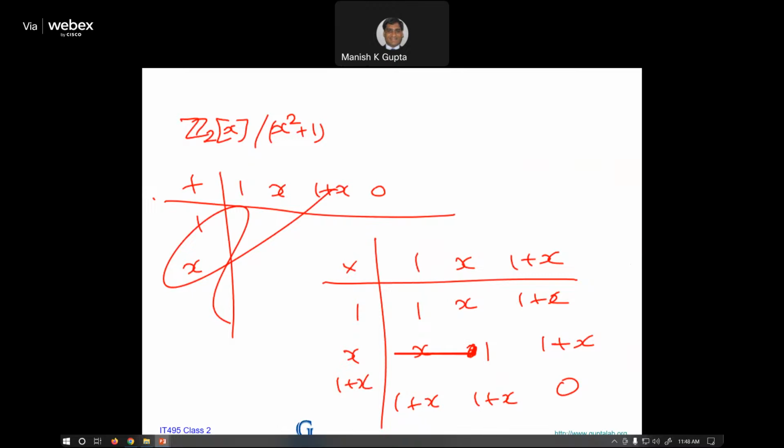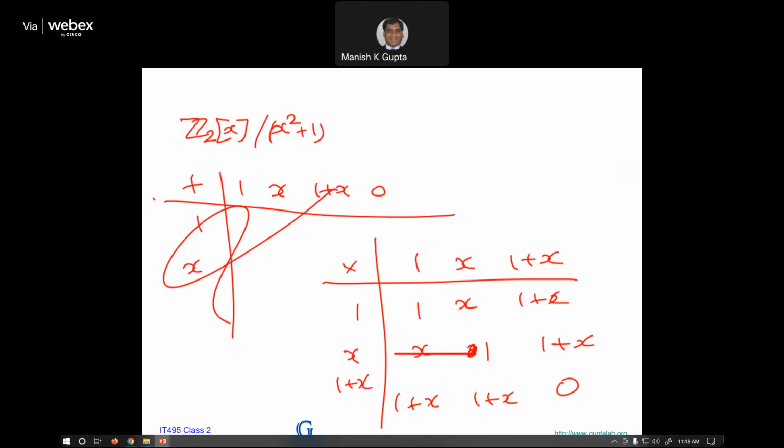For example, Z4, if you remember, Zn is a field if and only if n is a prime number. But Z4 is not a field because 2 into 2 is equal to 0. It's a ring. It's a general structure. Okay. So here, if we take x square plus 1 as a polynomial, which reduces every polynomial, we are going to get a ring. Okay, because now this element 1 plus x is there.